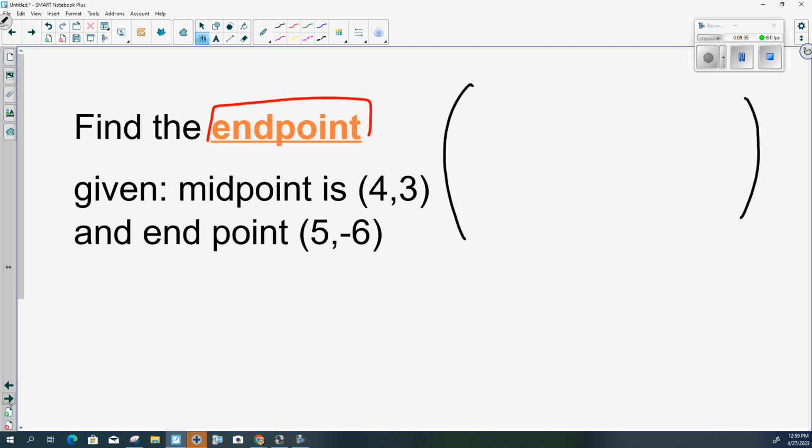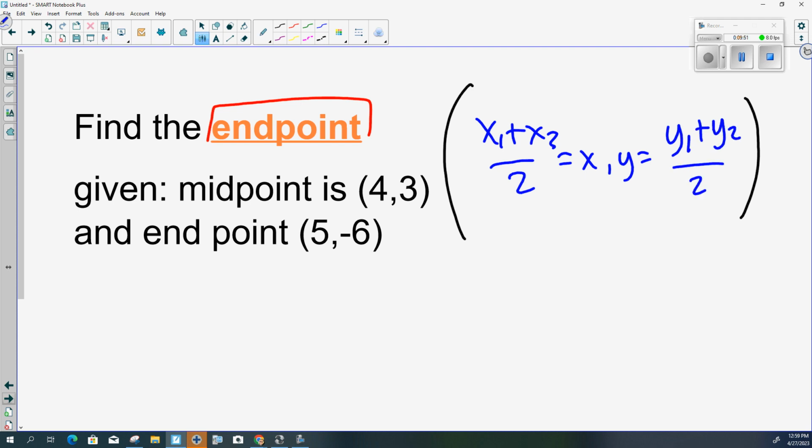I would use the same formula. I'm not going to write the whole thing down. We're going to use the exact same formula. Actually, I will write it down. x1 plus x2 over 2 equals x. And then my y is y1 plus y2 over 2. So exact same formula. But we have something else that's missing.